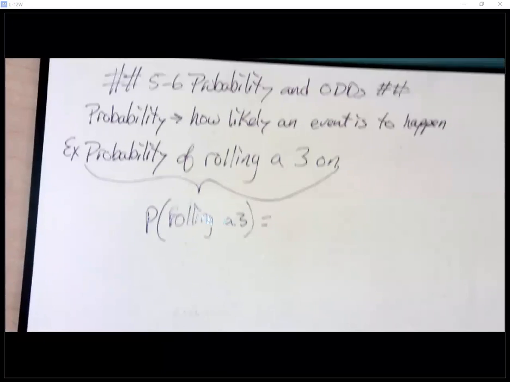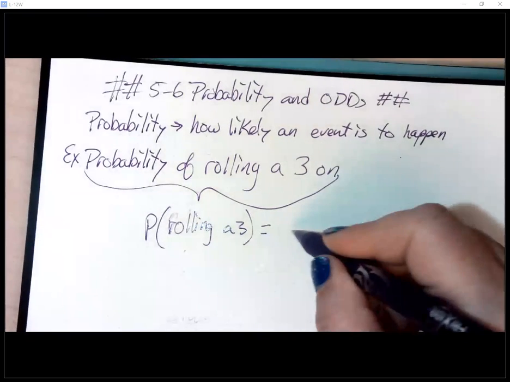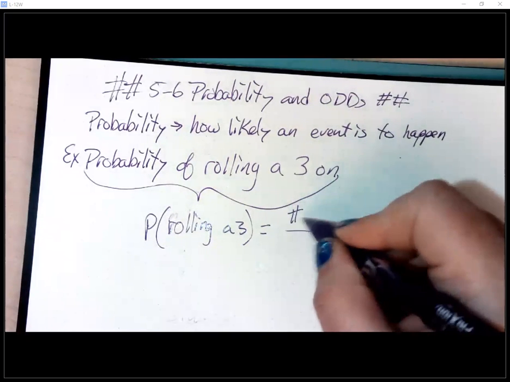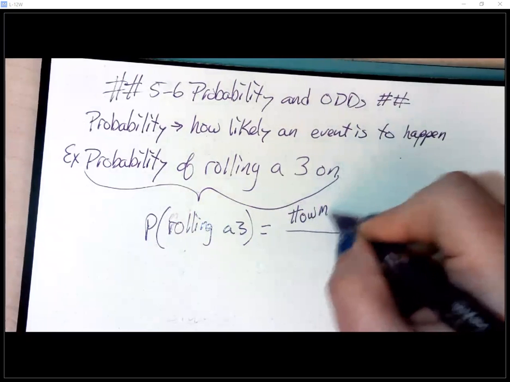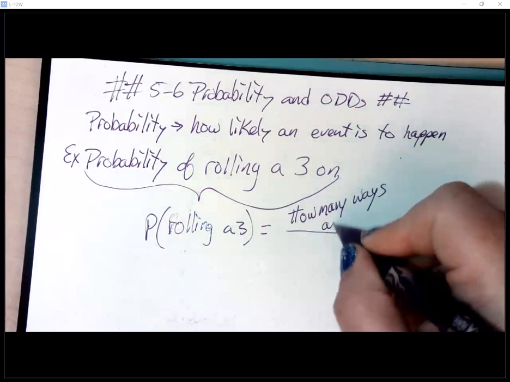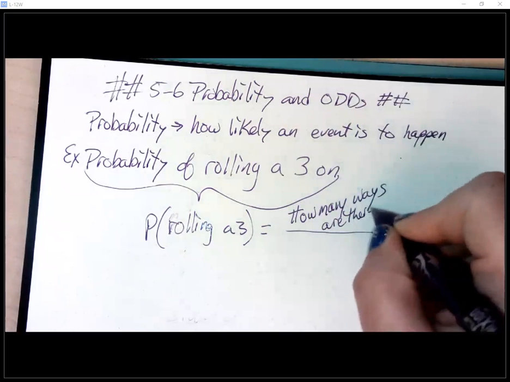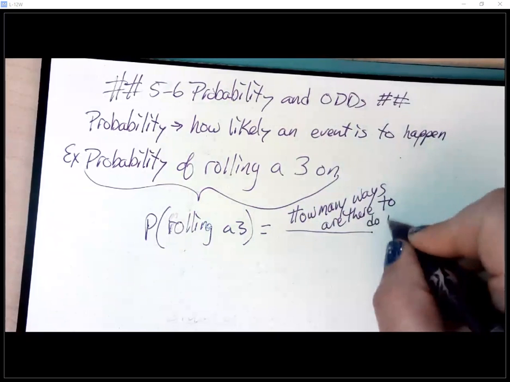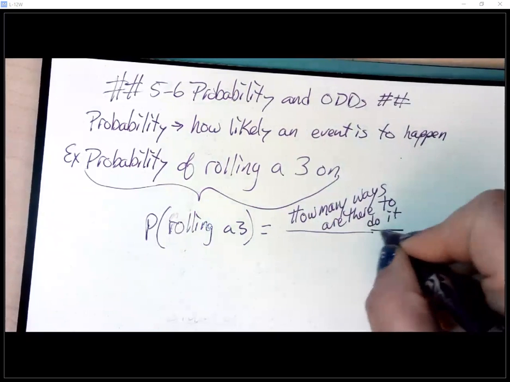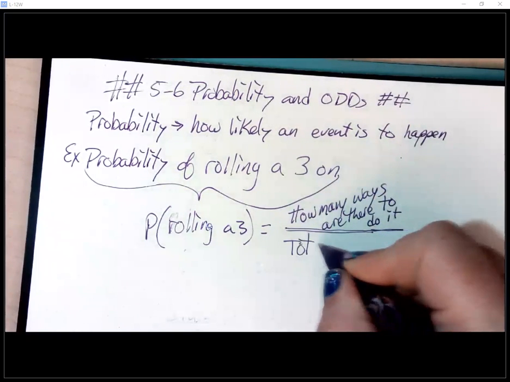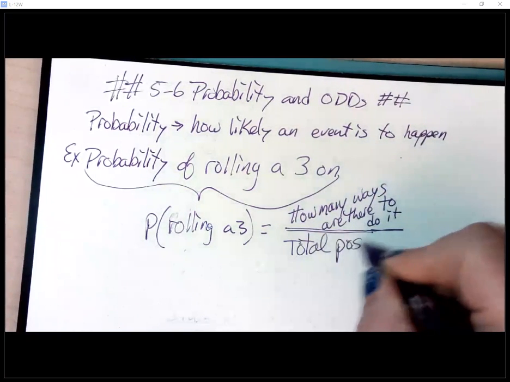And here is the formula. All you need is on top, how many ways are there to do what you want to do, over the total number of possible ways, or the total possible outcomes.